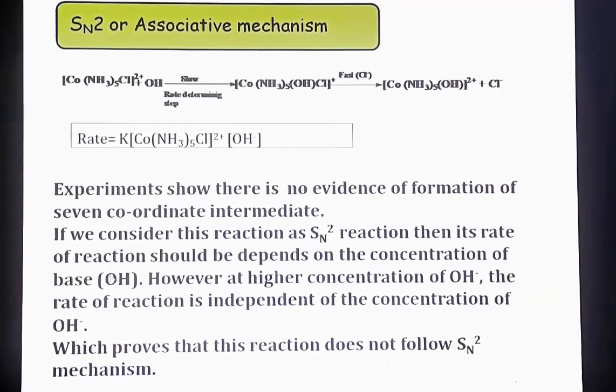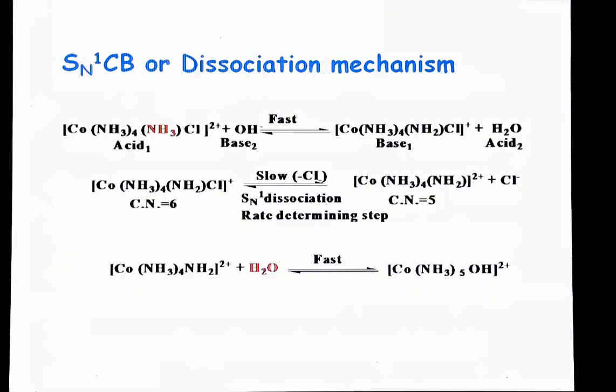But experiments show there is no evidence of formation of a 7-coordinated intermediate in this reaction. First thing. And second, the rate of reaction is independent of the concentration of OH negative ions, which proves that this reaction does not follow the SN2 or associative mechanism. So if base hydrolysis is not based on the SN2 mechanism, then on which mechanism is it based? Base hydrolysis of octahedral complexes is based on the SN1CB or dissociation mechanism.